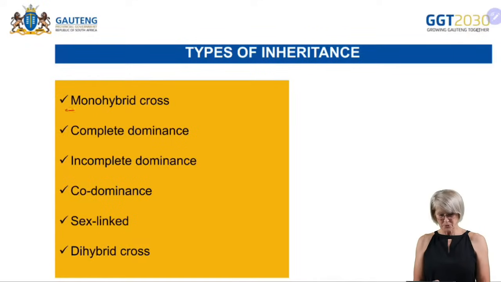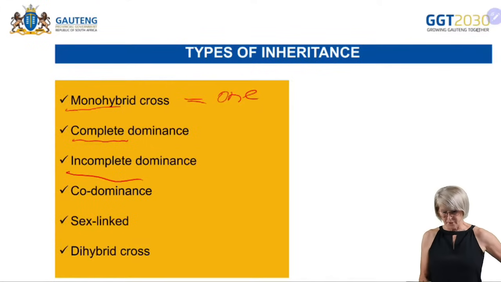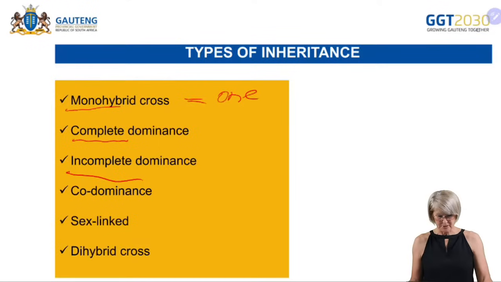And if we have a look at the first one, monohybrid, remember mono equals 1. So in that kind of cross, we're going to only look at a single characteristic, at one trait. And then we have a look at complete dominance. So here we have where one characteristic is dominant over the other. And we look at incomplete dominance, and we see that neither of the characteristics is dominant. In codominance, we're going to see that two characteristics will be equally dominant. Then we're going to have a look at sex-linked disorders, and then at a dihybrid cross.